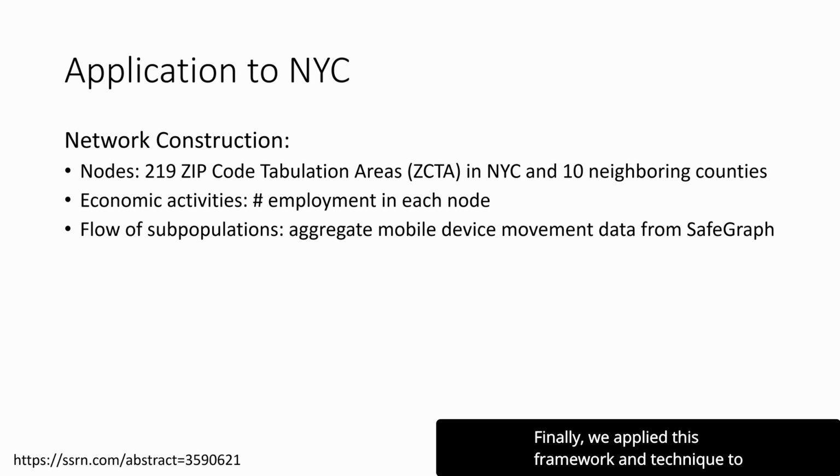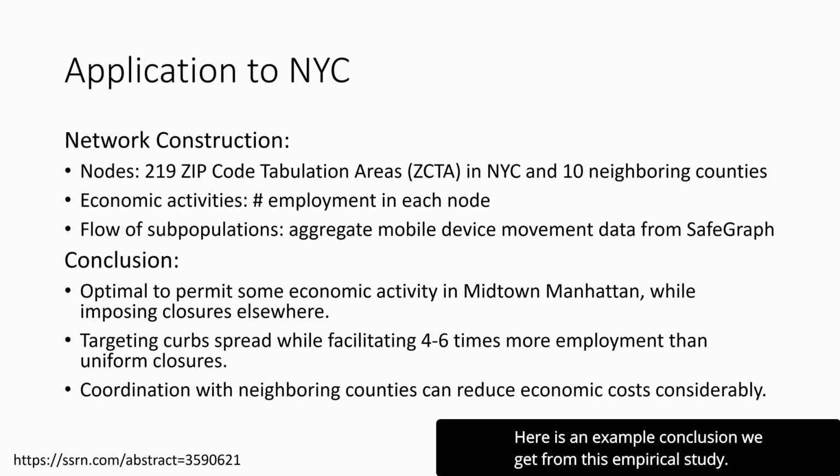Finally, we applied this framework and technique to do an empirical study for New York City against COVID-19. We construct the following network. The nodes contain 219 zip code tabulation areas in New York City, as well as 10 neighboring counties. We measure the economic activity by the number of employment in each node. And finally, we characterize the movement of the population in this network using the aggregate mobile device movement data from SafeGraph.